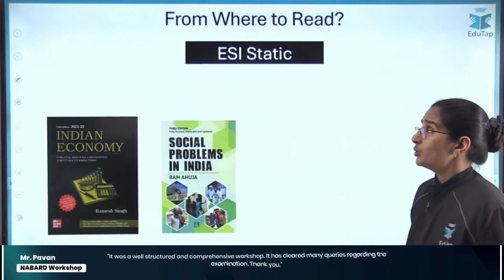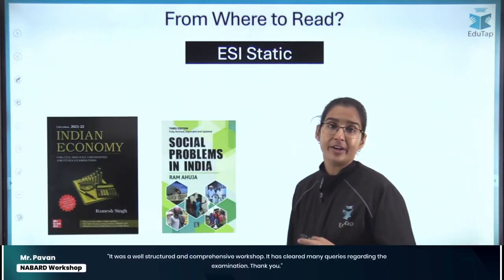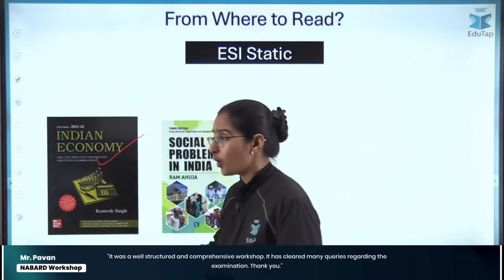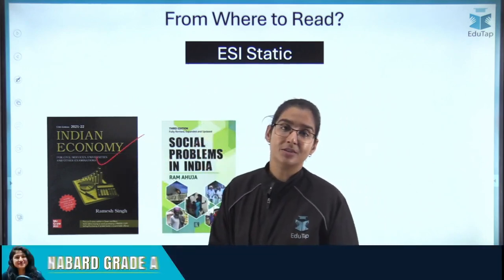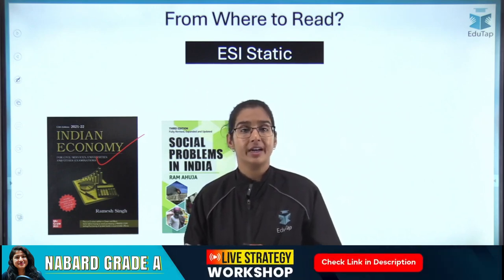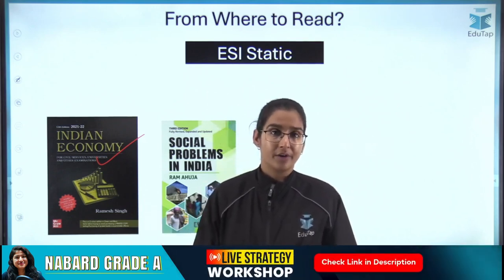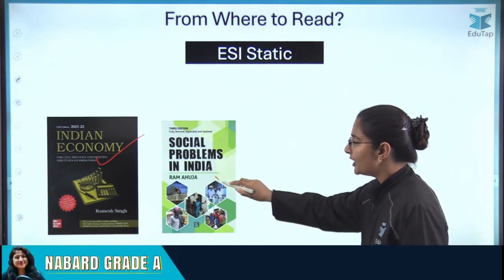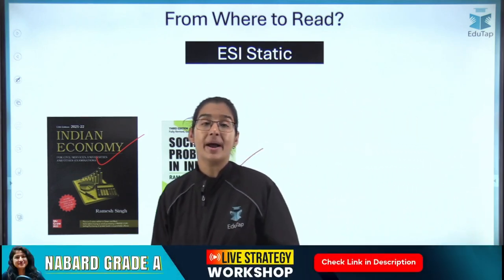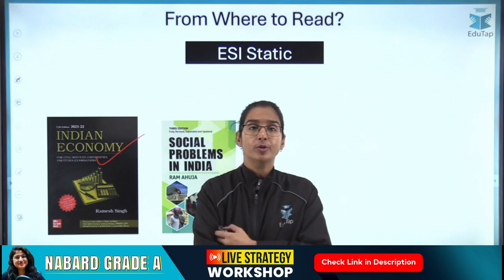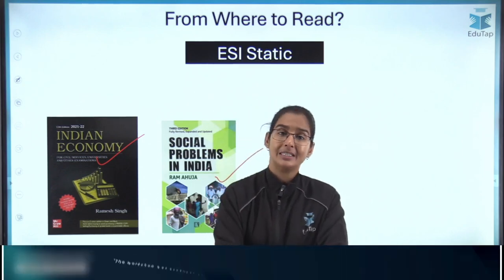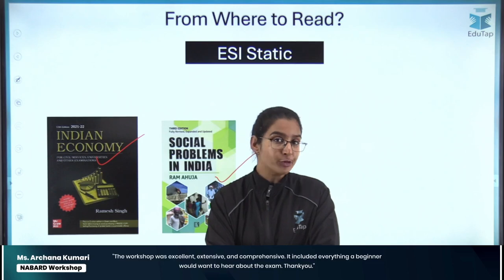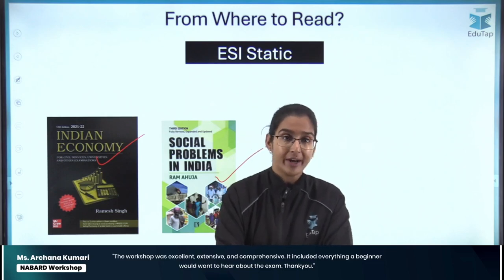Now, coming to the sources you have to refer to for your ESI static part. You have to refer to Indian Economy by Ramesh Singh. It is a very, very good book as far as the economics part of the ESI static is concerned. And coming to the social issues part, you have to read the book Social Problems in India by Ram Ahuja. Again, you don't have to read these books cover to cover. Refer to the syllabus and the previous year questions to pinpoint the topics you have to read and to what depth.